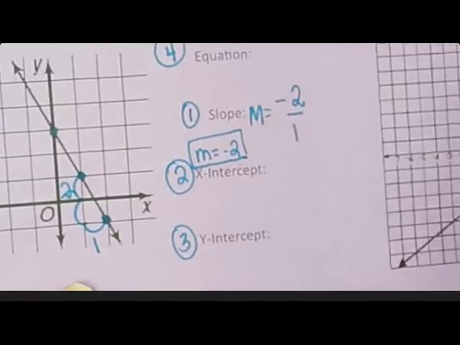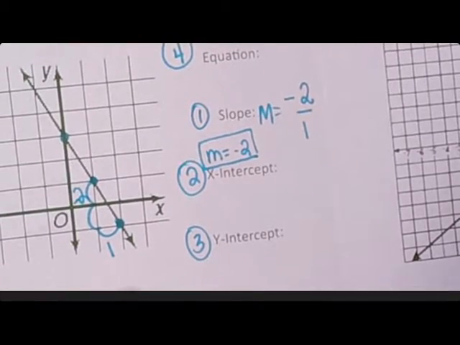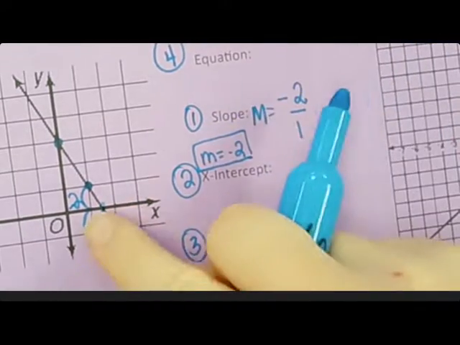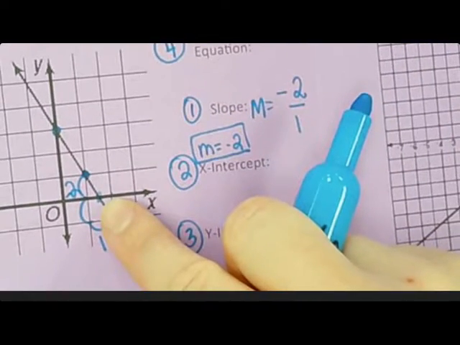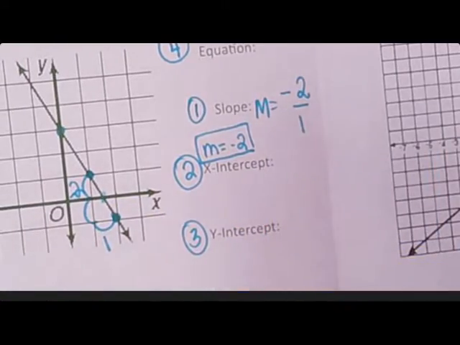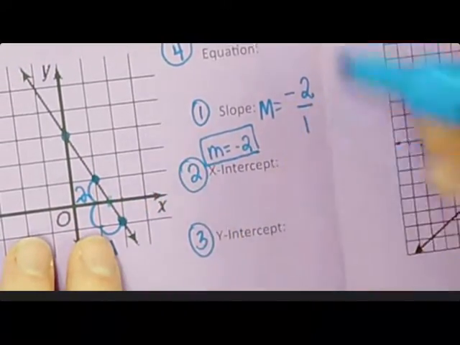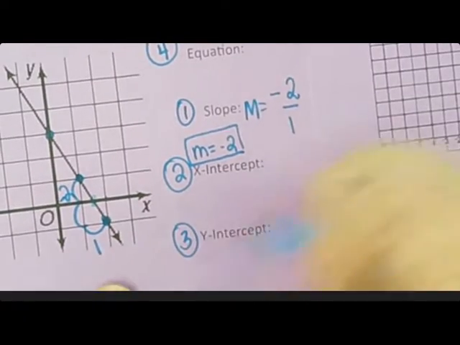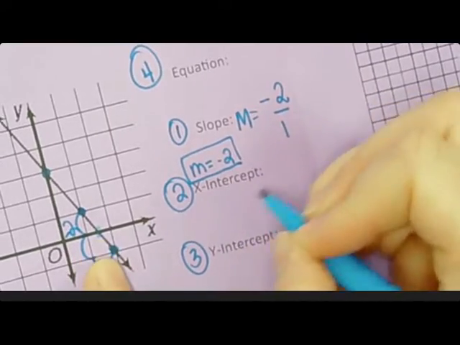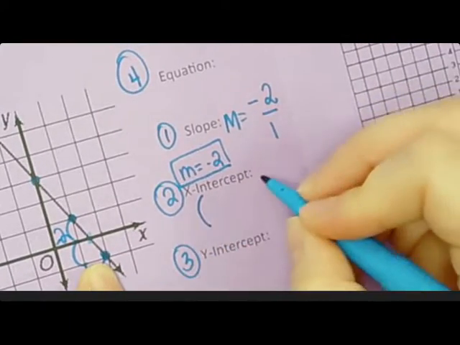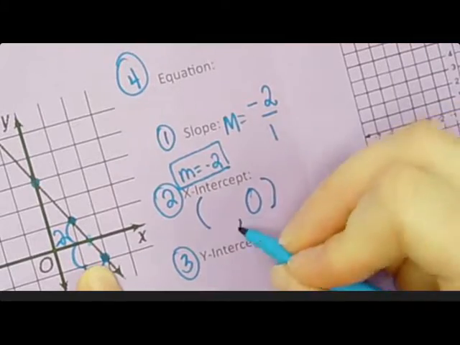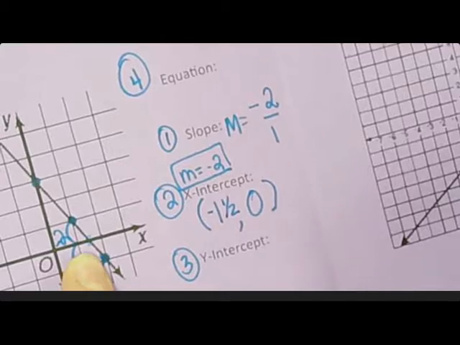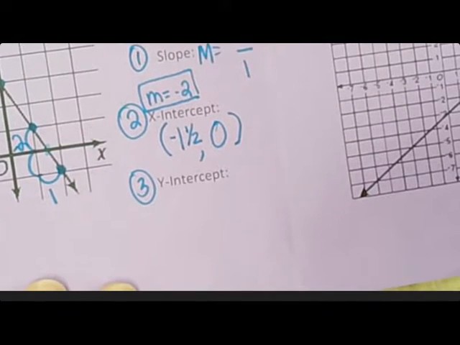Okay, x-intercept. Where does it cross the x-axis? It looks like it's about 1.5. Right now, we're not going to get the exact because we're just working on the beginning parts of this. It could be exactly 1.5, we're just not sure yet. So let's go ahead and put 0 for y, and 1.5 for x.